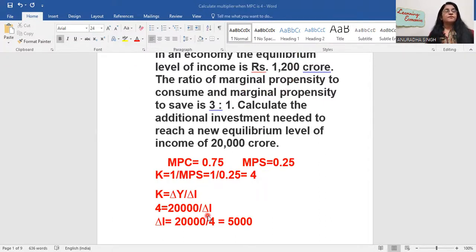So now we have to calculate delta I. So 4 is equal to 20,000 divided by delta I. And when we cross multiply it, we get delta I is equal to 20,000 divided by 4, which is equal to 5,000. So in this manner, we come to know that the additional investment we need to reach the level of 20,000 crore of new income is 5,000 crores. So this is the answer. This question can also come as a 3 marks question. So I have discussed 3 questions.